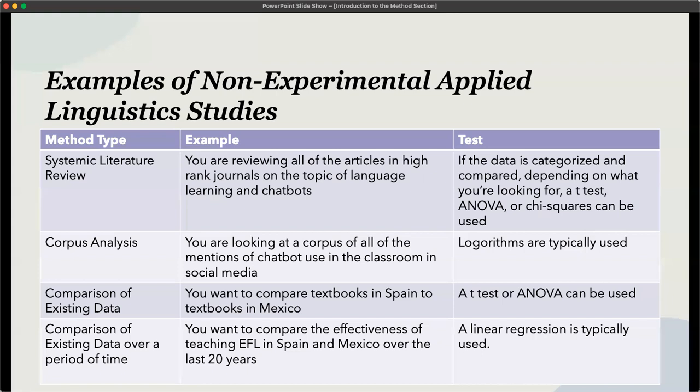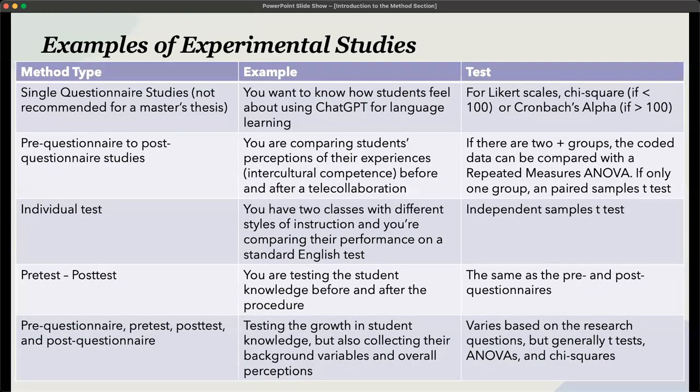Another thing you can look at is a comparison of existing data over a period of time. As an example, if you want to compare the effectiveness of teaching EFL in Spain and Mexico over the last 20 years, and I'm not sure how you're going to measure effectiveness, this is just an example. But in this case, you would use a linear regression. So these are examples of non-experimental studies.